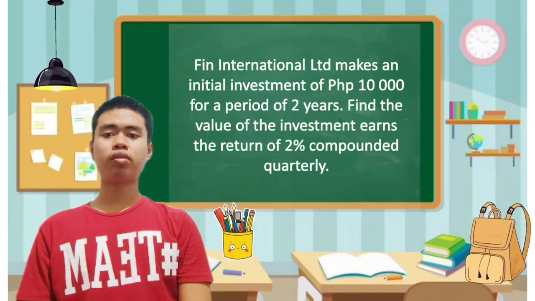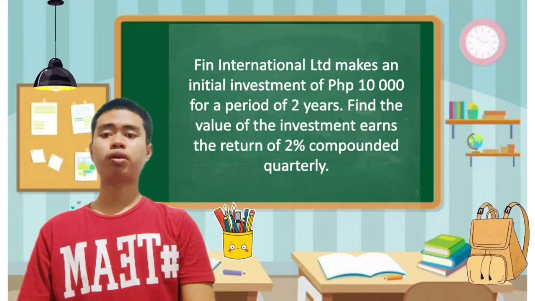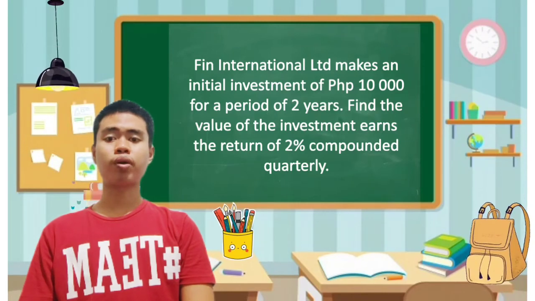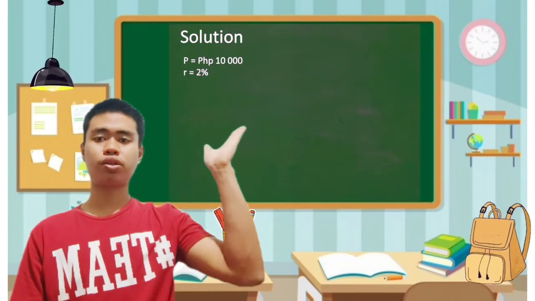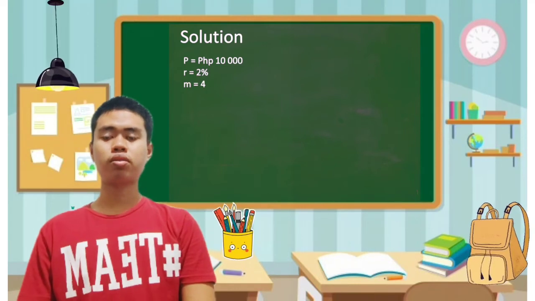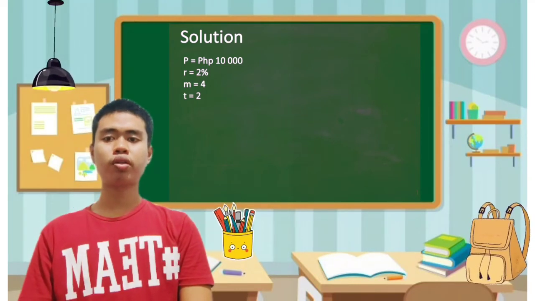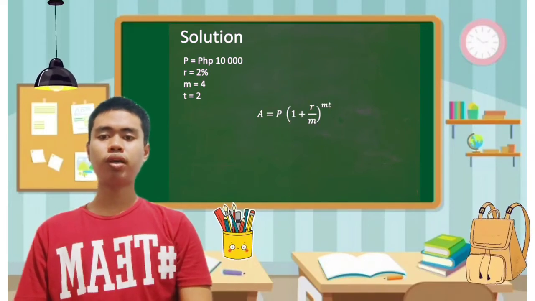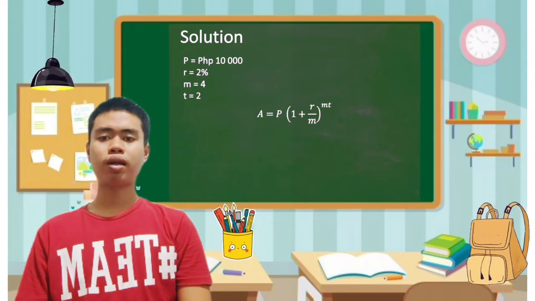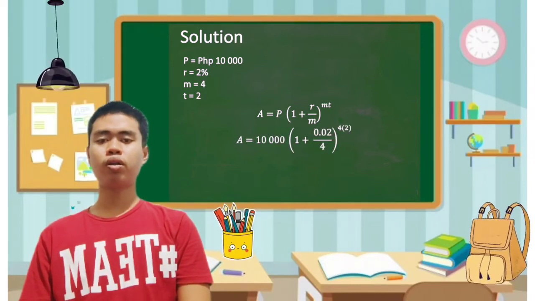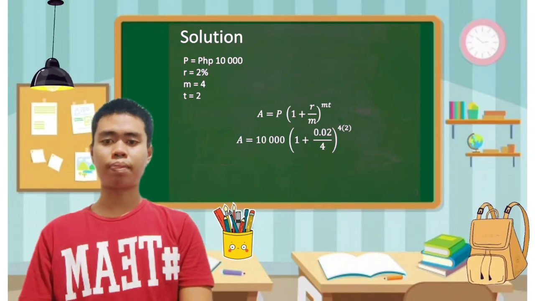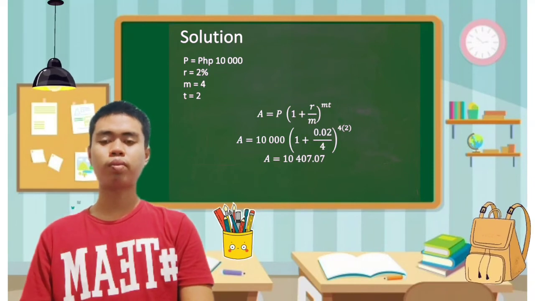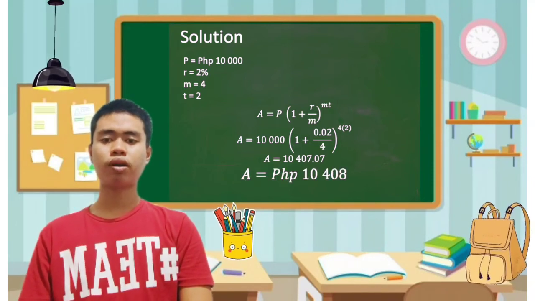Problem number 2. Fin International Ltd makes an initial investment of 10,000 pesos for a period of 2 years. Find the value of the investment that earns a return of 2% compounded quarterly. Here is the solution. P equals 10,000 pesos, the rate is 2%, m is 4 or compounded quarterly, and the time is 2 years. The formula is A equals P multiplied by 1 plus r over m raised to mt. We substitute the given to the formula and we will get A equals 10,407.07, where the final answer is 10,408.